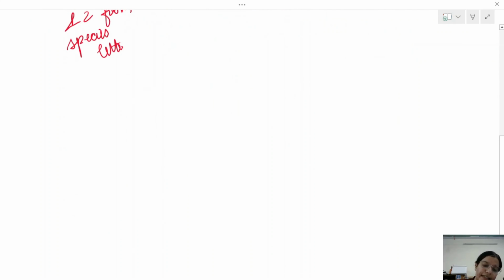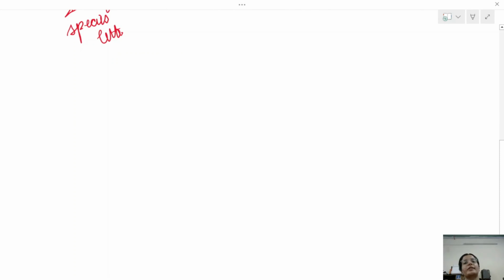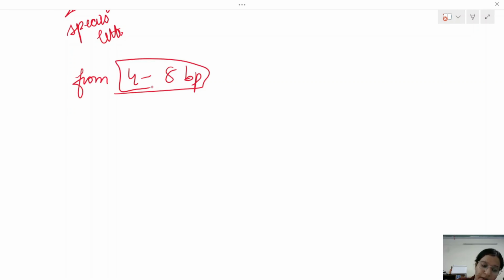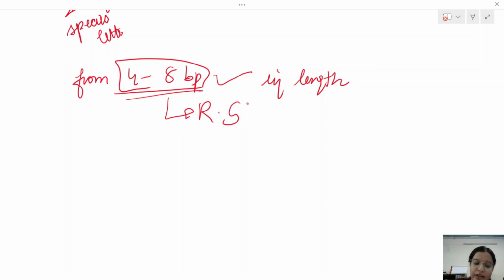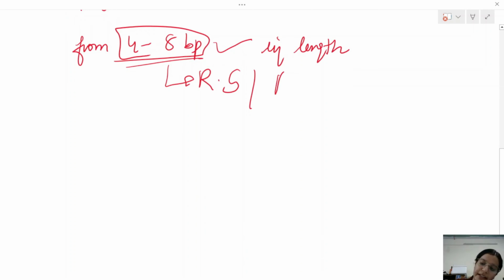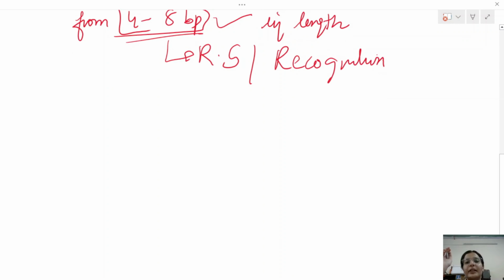So restriction endonucleases cut only the double helical segments that contain a particular nucleotide sequence, from 4 to 8 base pairs in length. This is known as the restriction site or restriction recognition site. These are generally palindromic sequences. What are palindromic sequences? When we read the sequence from 5 prime to 3 prime end, it is the same as that of the complementary strand.